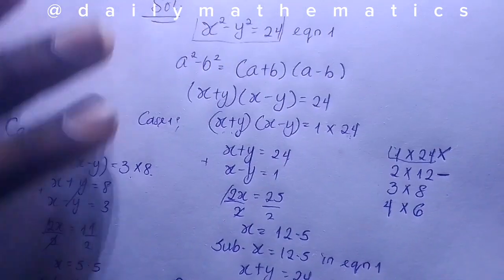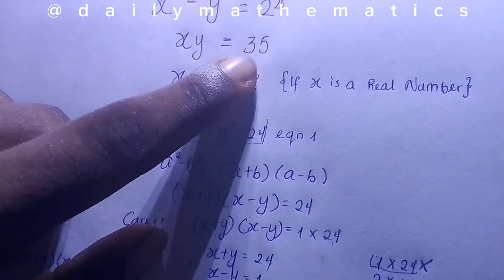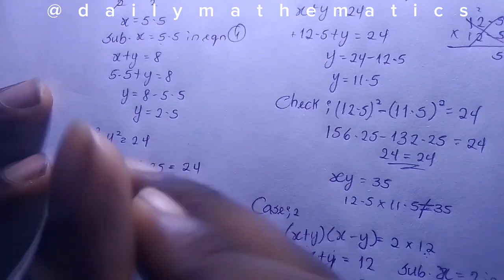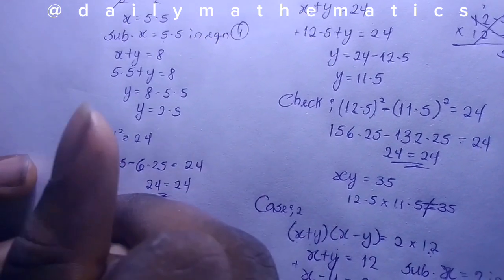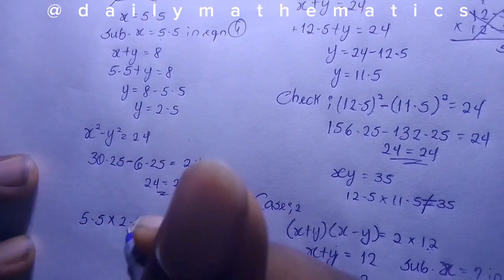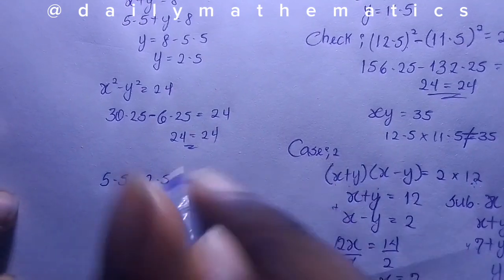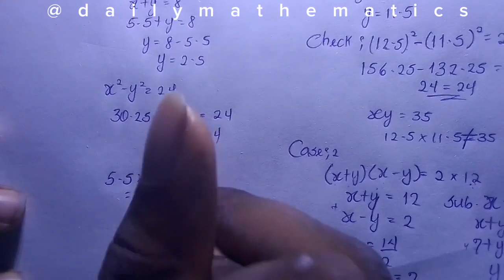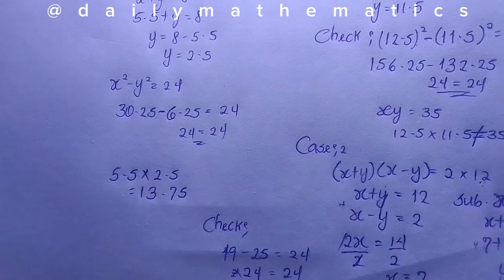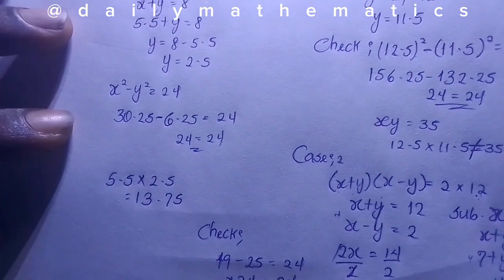Let's check if xy, just like we have in our second equation, will equal 35. Does it equal 35 here? So x here is 5.5 times y 2.5. 5.5 times 2.5 gives us 13.75. So it does not give us 35. So case 3 is also wrong.